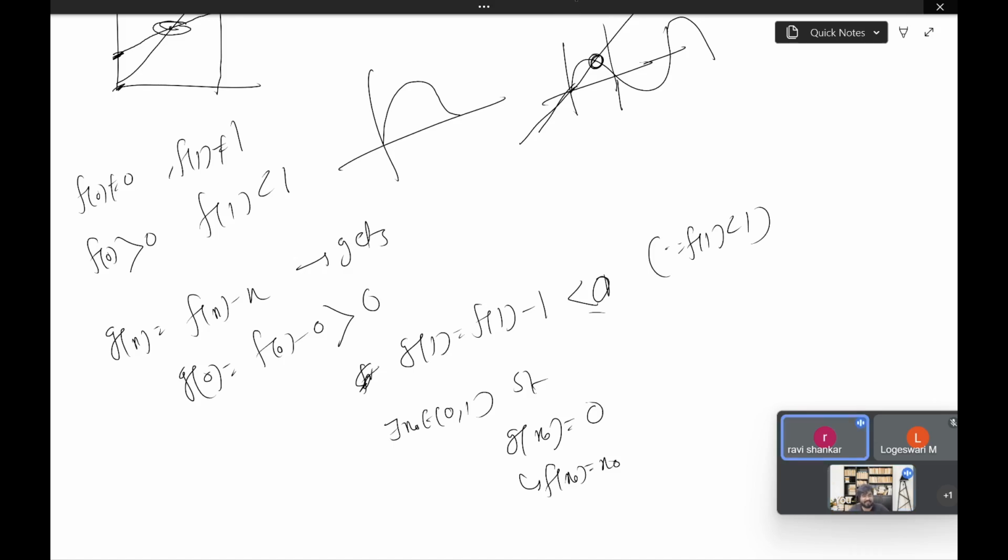Sir, this g(x) function, how did we assume f(x) minus x? No, we're not assuming, we are taking g(x) like this. Okay. Making g(x) equal to f(x) minus x, it's a kind of trick.